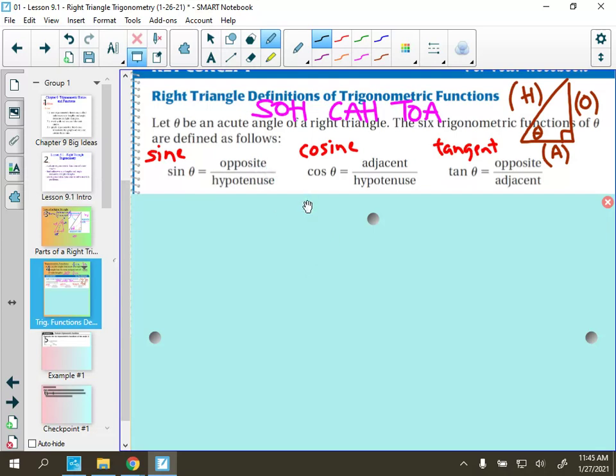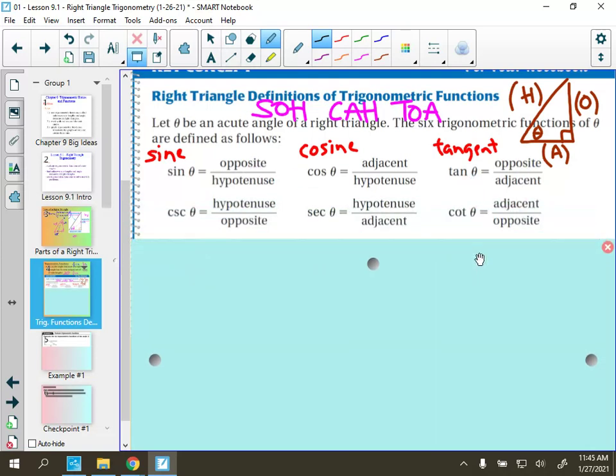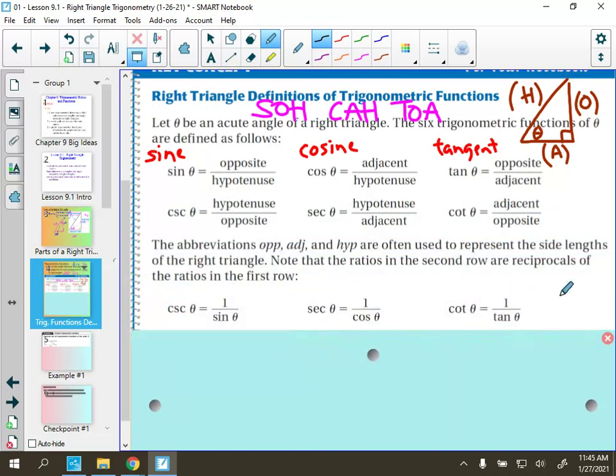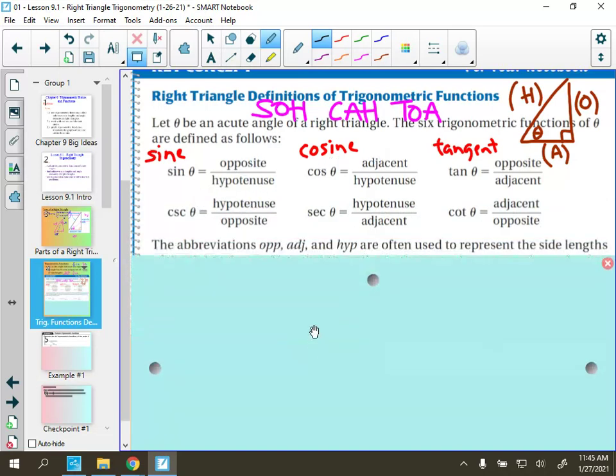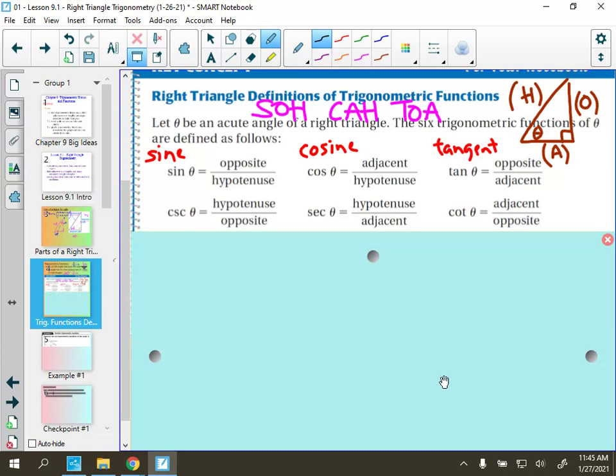If we can get those down, hopefully we can. There are three other ones, but you see right here, they're reciprocals of these ones. So it's not a whole new set. These are just three different ways you could arrange these. What does this CSC stand for? This stands for cosecant. The secant then stands for secant. And the cot stands for cotangent.